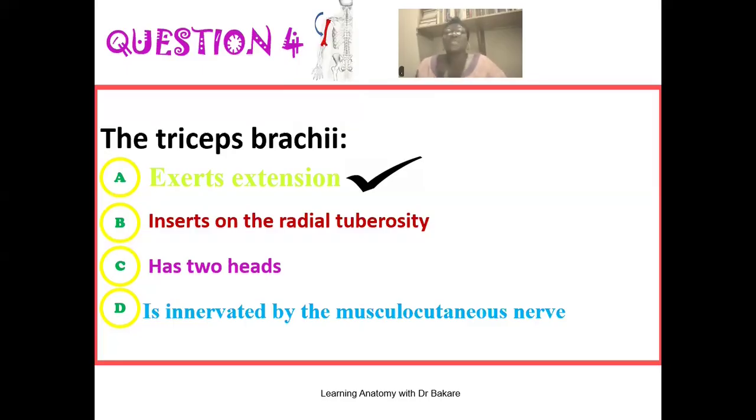It is also not seen to be inserted on the radial tuberosity. The triceps brachii muscle is seen to be inserted on the olecranon process of the ulna. It is also not seen to have two heads. It is a three-headed muscle. And finally, the triceps brachii is not innervated by the musculocutaneous nerve. It is seen to be innervated by the radial nerve. The radial nerve innervates muscles in the posterior compartment of the arm, where the triceps brachii is also located.